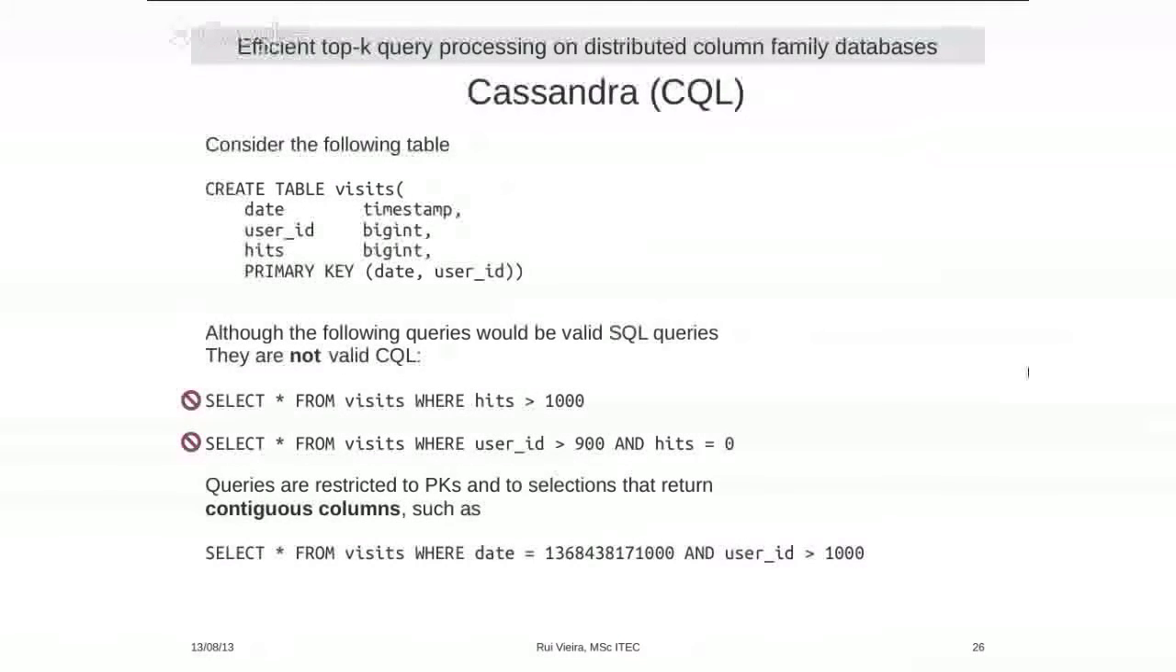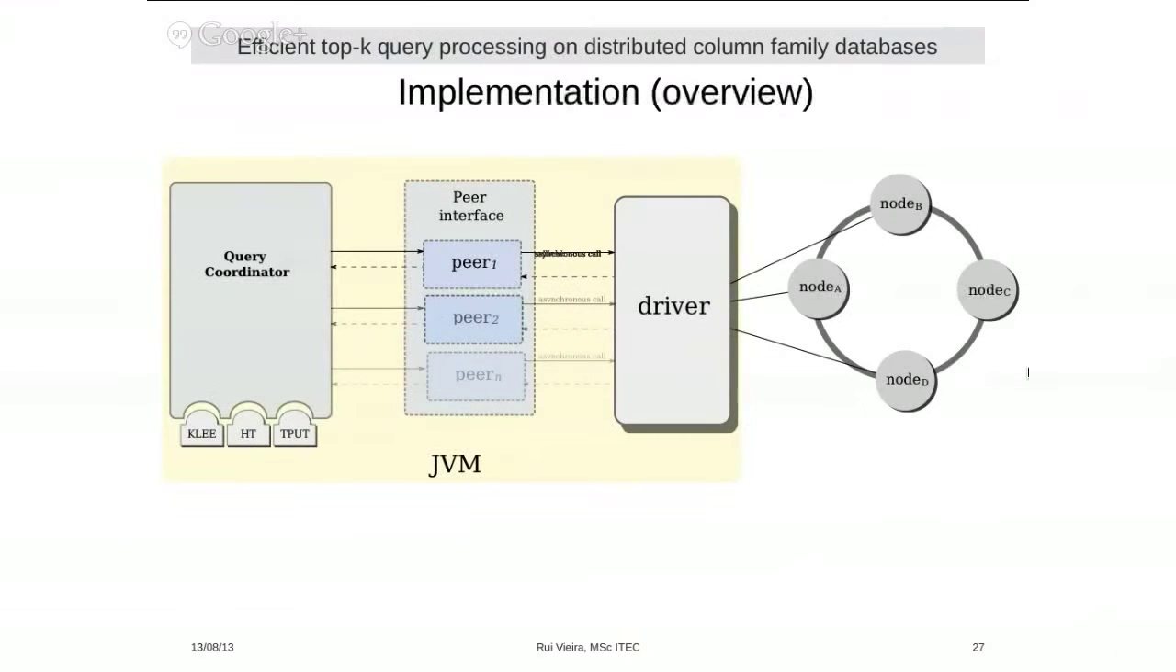Basically what it means is, if we assume, for instance, this table, in which we have two primary keys, the first two statements we see there would be valid SQL statements. However, they're not valid CQL statements, because to be able to use an inequality on user ID, we have to have a fixed value for date. So we could only do this type of search and not use inequalities on any column of the database. This is quite important, and it leads to a design solution for our implementation, which we'll see in a second.